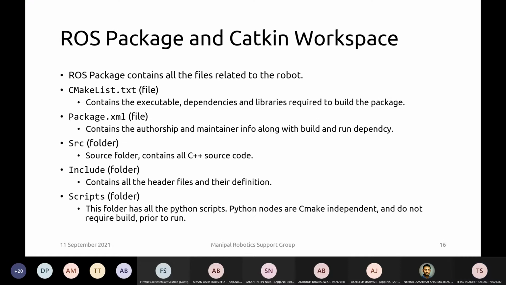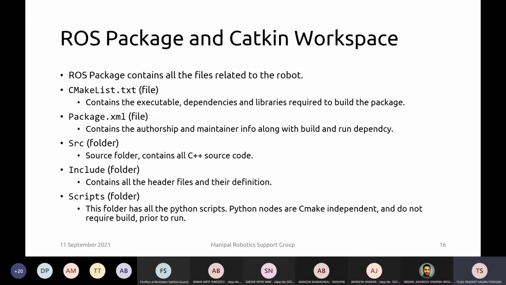Okay. So coming to ROS package, as we saw earlier, what was the package and what is the catkin workspace? ROS package contains all the files related to the robot. So these are the basic files and folders which are present inside a package. CMakeLists.txt, that is a file that contains executable dependencies and the libraries required to build the package. Package.xml, this is also a file that contains the authorship and maintainer info along with build and run dependency.